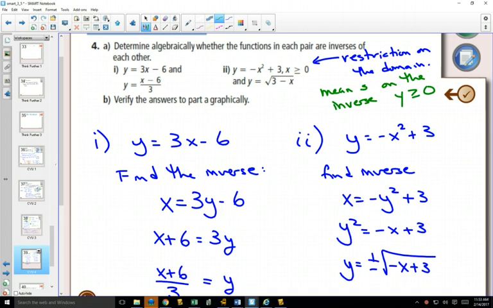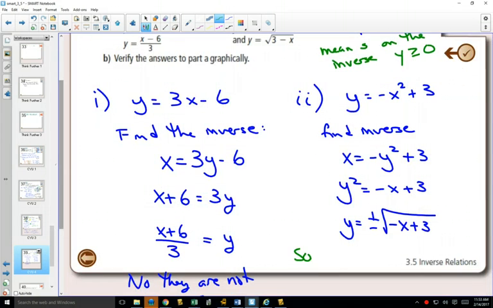And if your y values are bigger than or equal to 0, which one are we going to choose? The plus square root or the minus square root? It has to be the plus square root. So we get positive square root x minus 3. Can you see that if you wrote the 3 first, that would be 3 minus x. And so these ones, yes, they are inverses of each other.